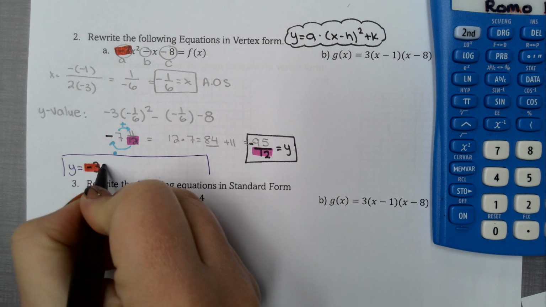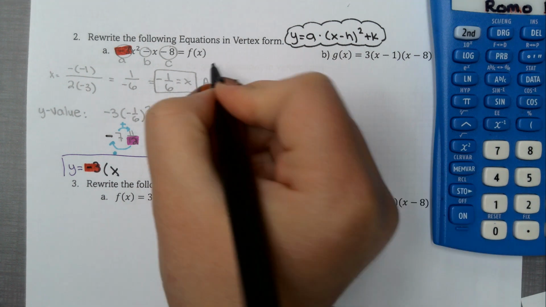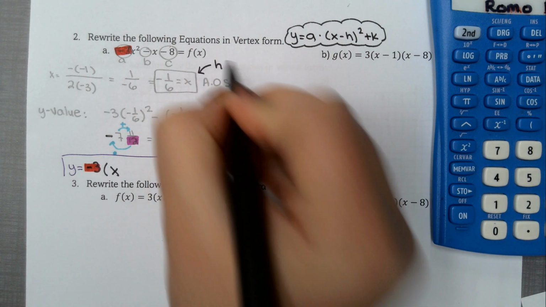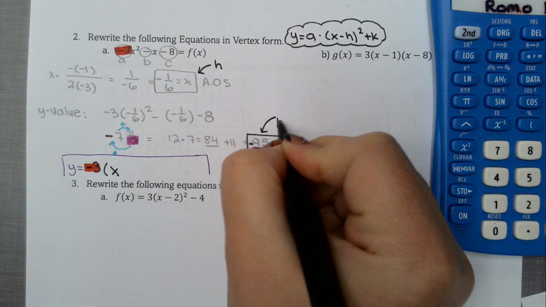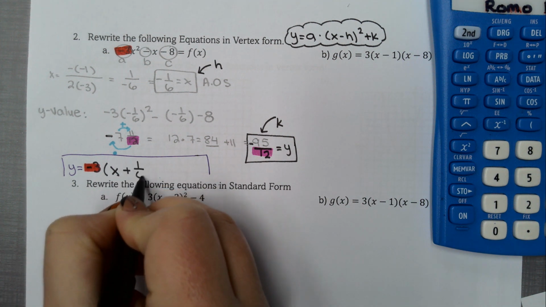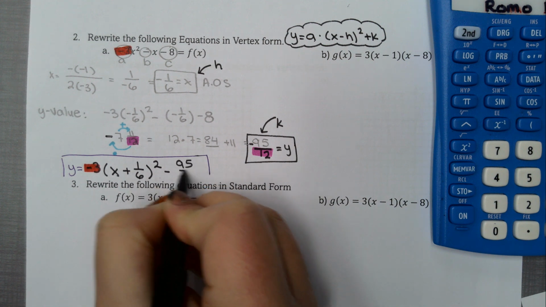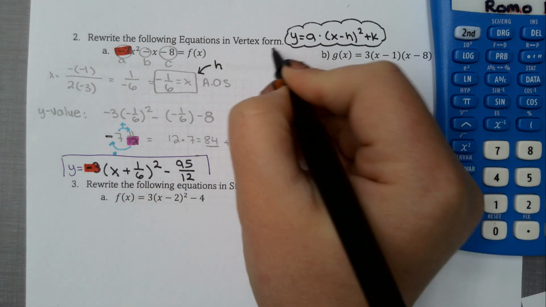Then we have our x minus h. So this axis of symmetry, this is our h value, this is our k value. So we have opposite of what we see, so type in positive 1 6, make sure to square it, and then minus 95 12ths as our answer.